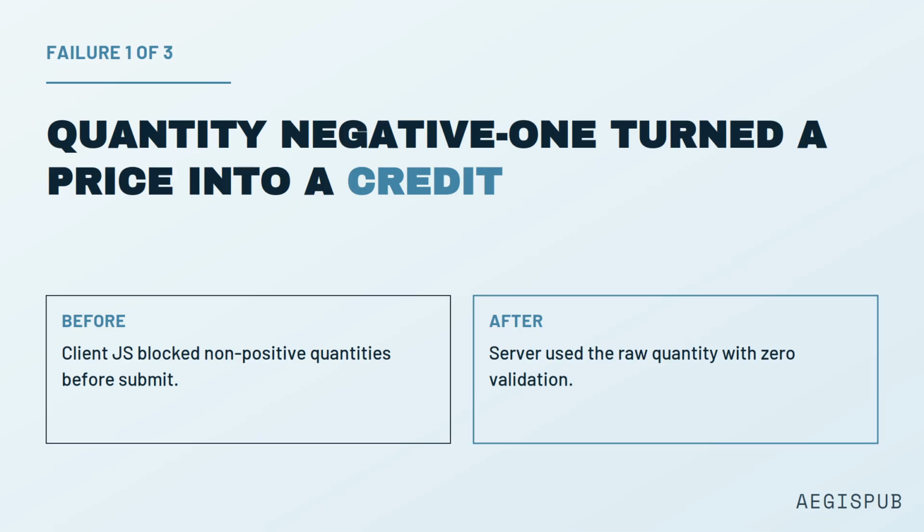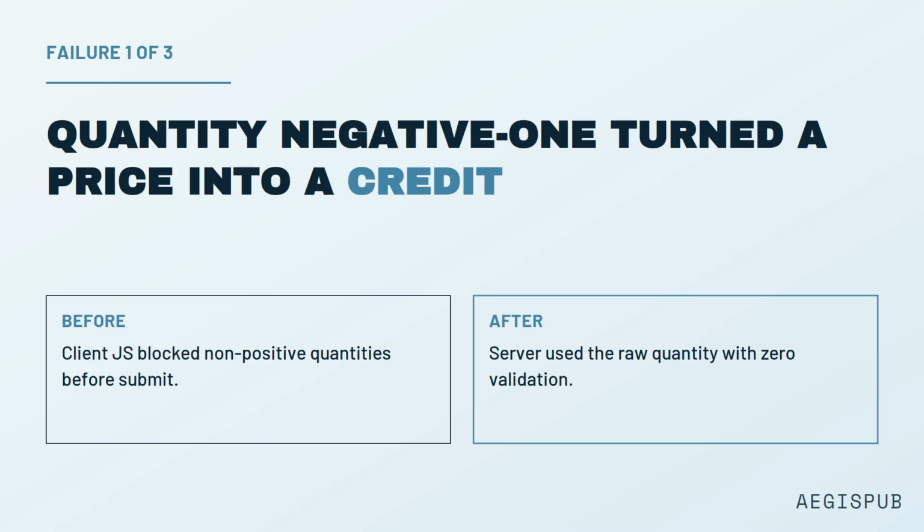The next question is where in the server-side code the quantity value is used. Tracing the execution path reveals that the cart calculation function receives quantity directly from the request body and uses it without validation. The assumption was that the form's front-end validation guaranteed the value would always be positive. The JavaScript validation did exactly what it was designed to do. The server simply did not participate.